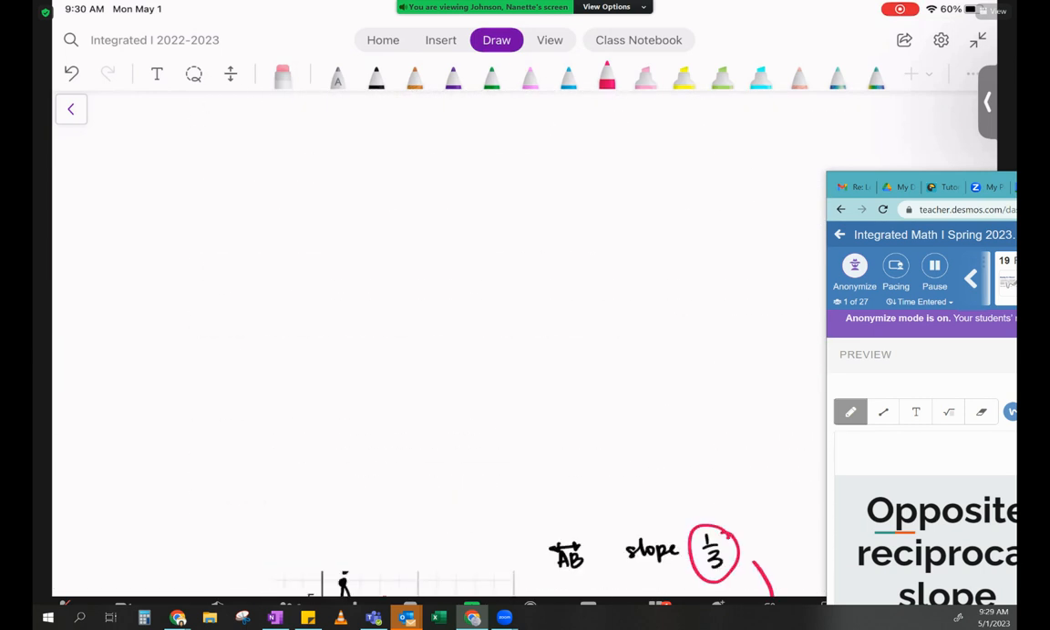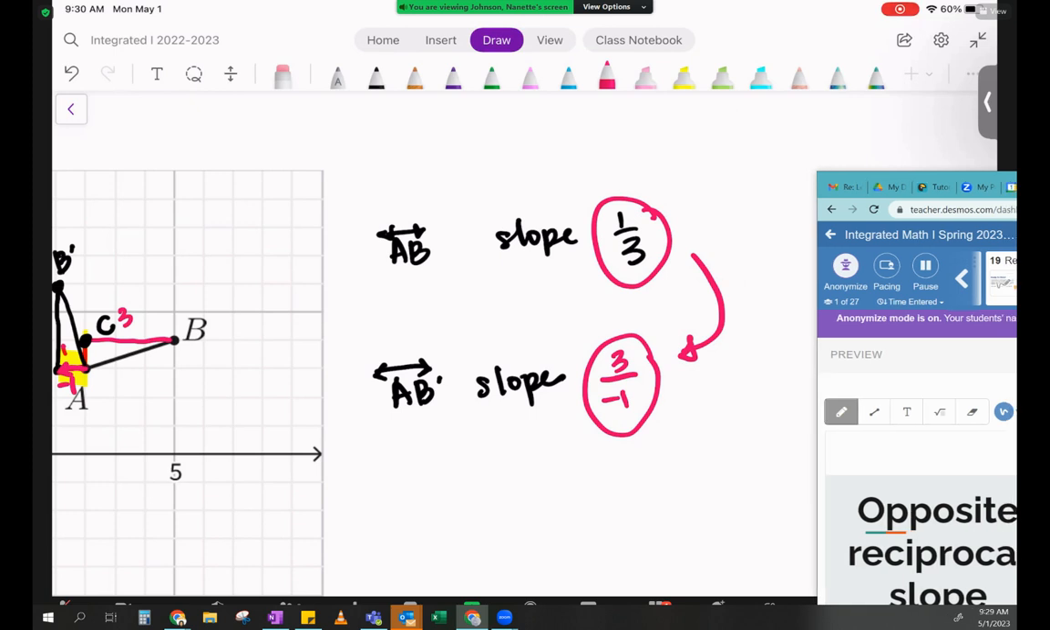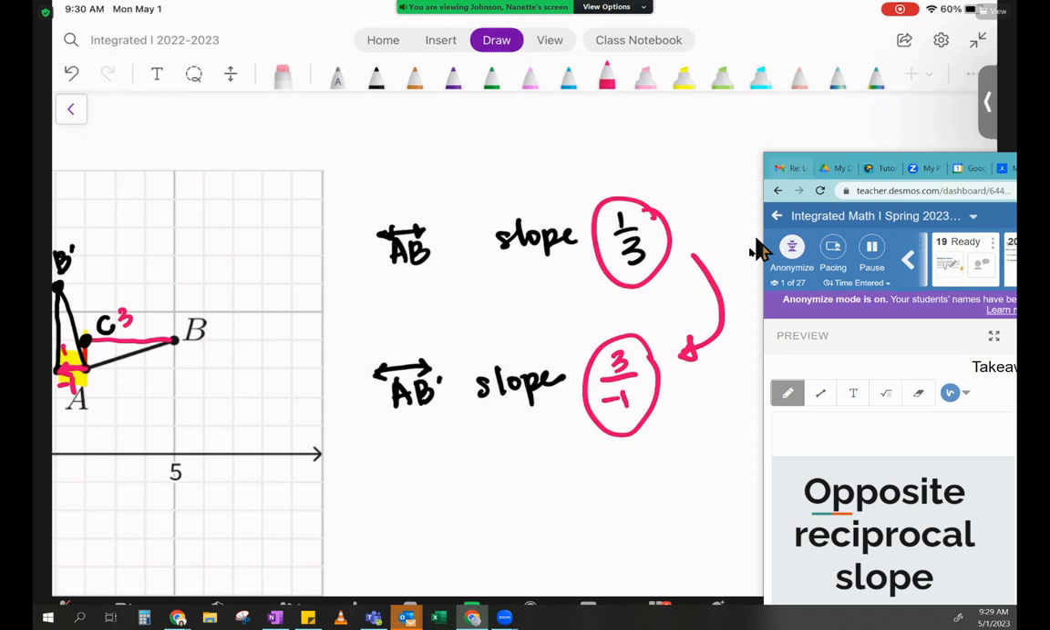These slopes here were opposite reciprocals. Opposite because one was positive, one was negative. And reciprocals because the numerator became the denominator and the denominator became the numerator, right? And then another way to view these two is, if the slopes, when you multiply them, so if I multiplied 1/3 times 3 over -1, their product is -1, okay?